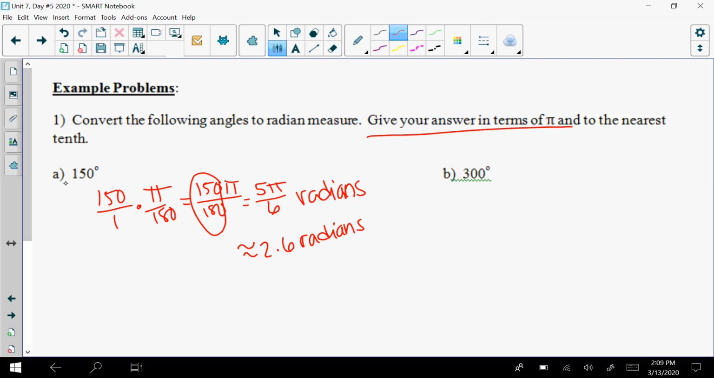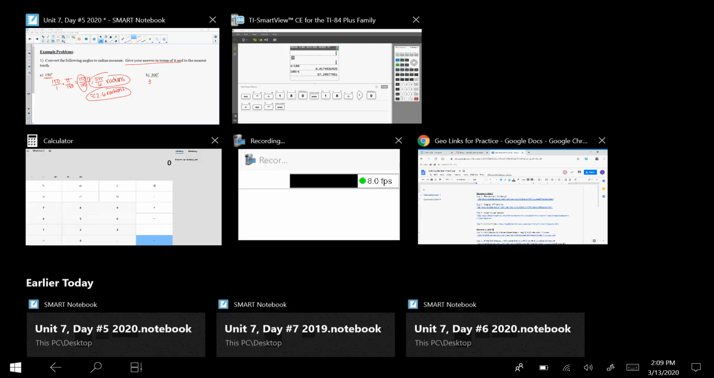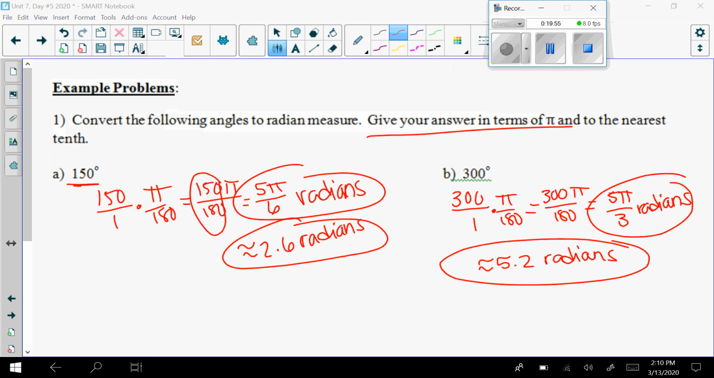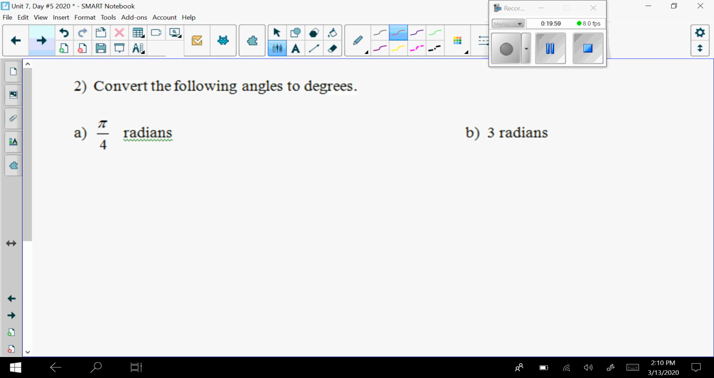And we saw that we know pi radians, about 3.14 radians, fit in 180 degrees, and this is 150. So our answer makes sense that it's 2.6 radians. Okay, 300, you can pause the video and try that one on your own. Okay, answer: 5 pi over 3, 5.2 radians.